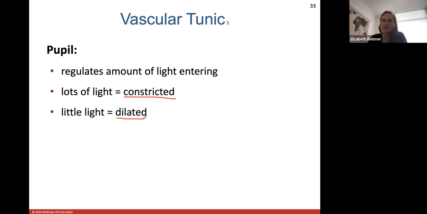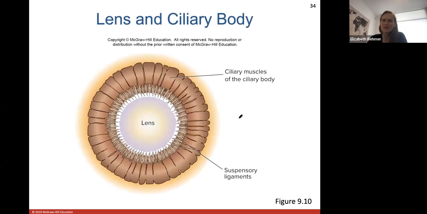So here we have the lens in the ciliary body. So here are the ciliary muscles of the ciliary body connected to suspensory ligaments that control the shape of the lens. So here we have ciliary muscles, again, surrounding the entire shape of the lens itself. And then the suspensory ligaments connected from the ciliary muscles to the lens to control that shape.